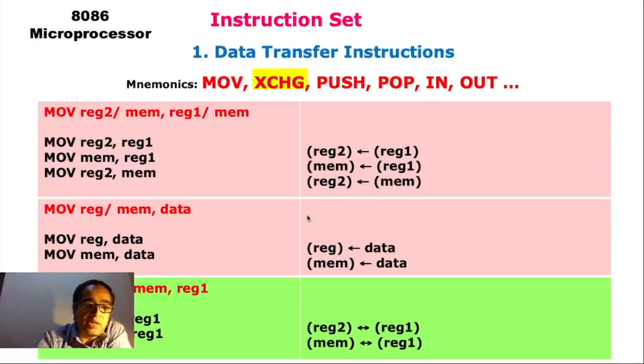Now let's talk about the exchange, XCHG. Exchange means swapping the values of the operands. Here we have two operands, register 2 and register 1. The data of register 1 will be copied to register 2 and register 2 will be copied to register 1. The same happens in the second example: the content of register 1 will be copied to the memory, and from the memory the data will be copied to register 1.